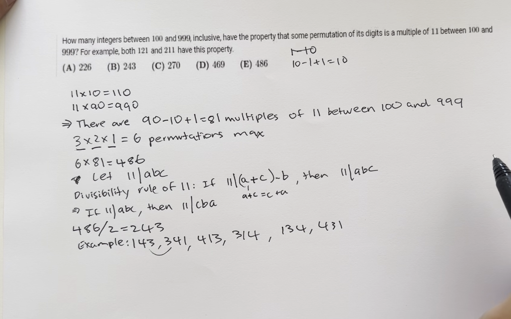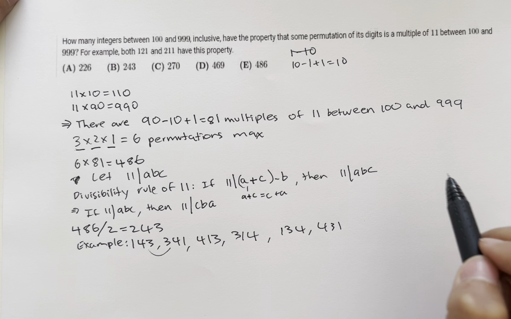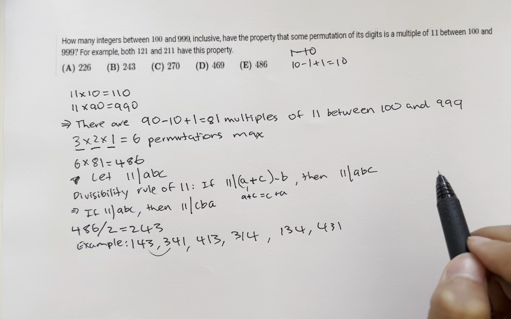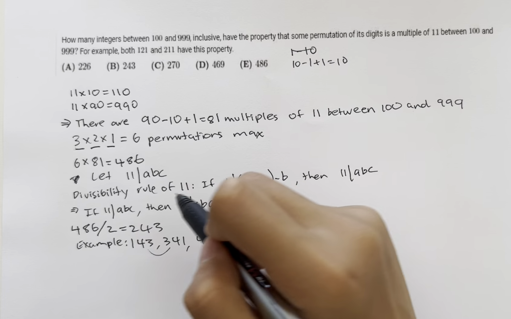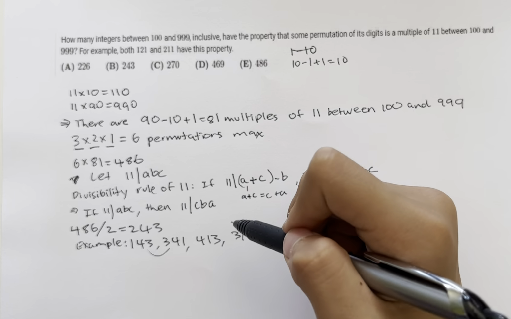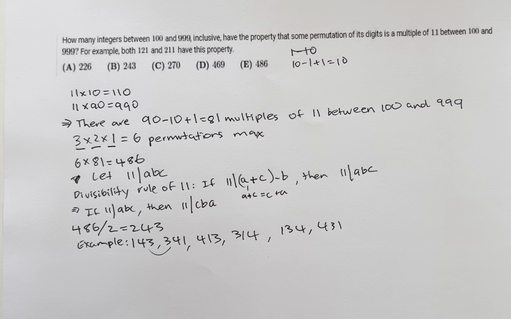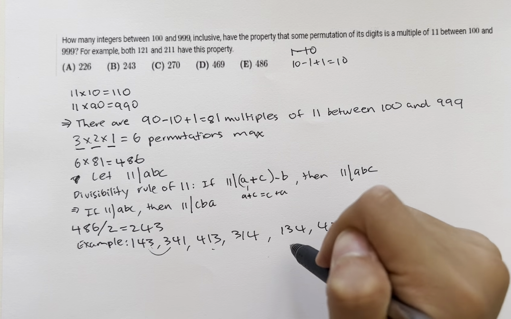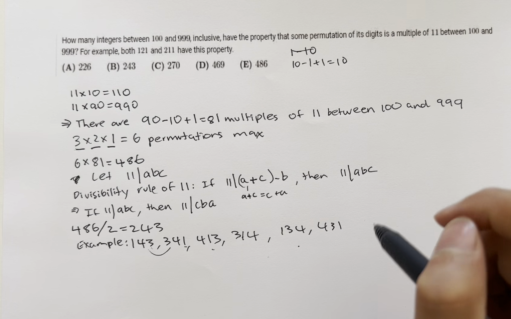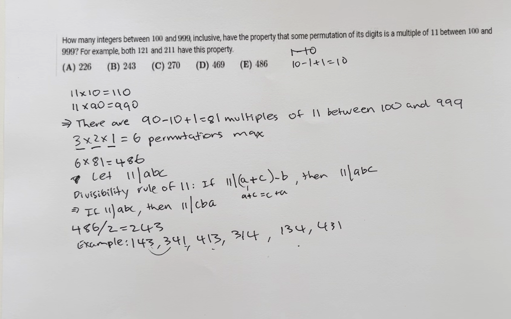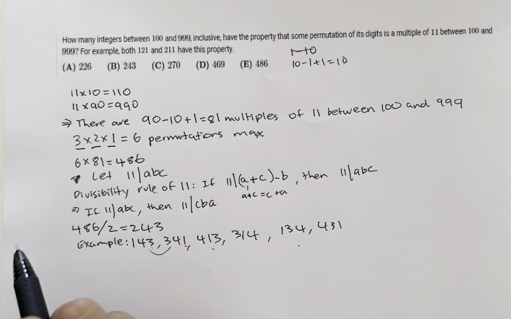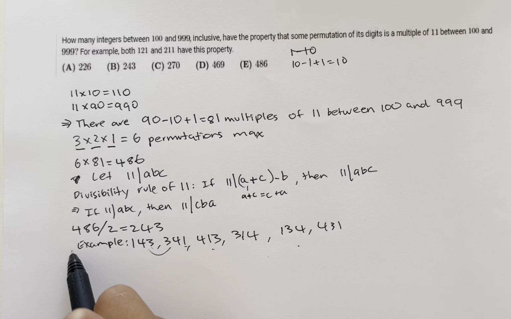But then 314 and 413, 134 and 431. You see, in this one we just switched the order of 4 and 3, and you also switch the order of 1 and 4. So there's actually only 3 permutations. We can take 143, 413, and 134, and the other 3 won't count.